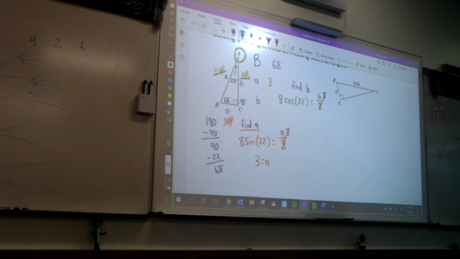7.4. And let's check that. Can someone confirm 7.4 is equal to B? Yes, sir. You can confirm. Awesome. So 7.4 is equal to B. So I'm going to come right here and put B as 7.4. So guys, now we know all of the sides. We know all of the angles.